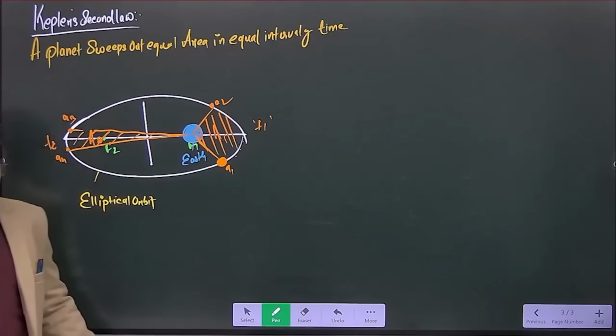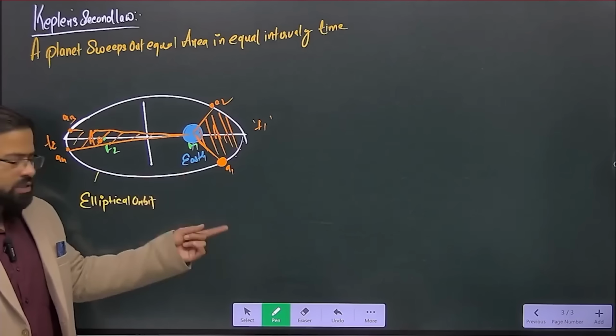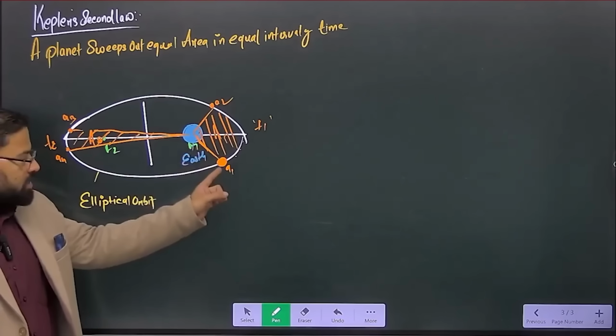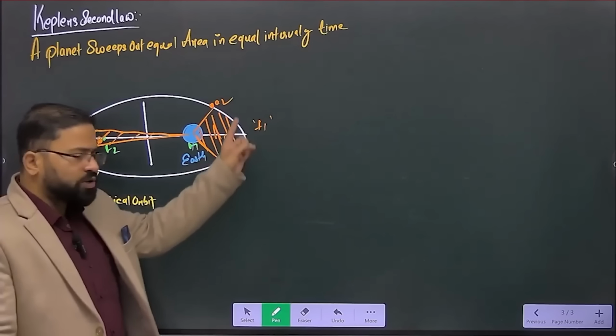Okay. So now this is the scenario. This is an elliptical orbit as we have discussed in Kepler's first law. At this focus is the Earth, and these are the satellites. This is one particular satellite. Now the satellite has moved from point A1 to A2.